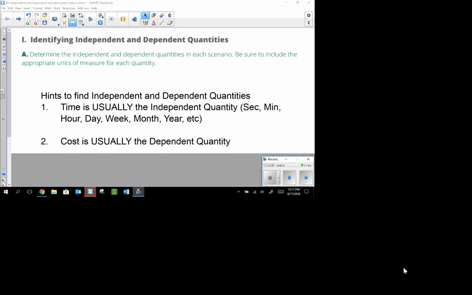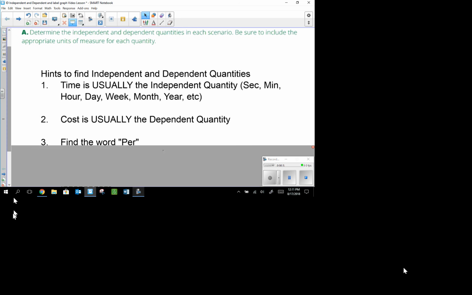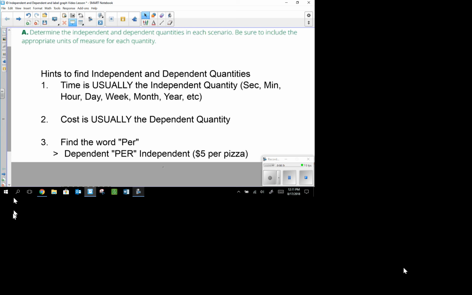Hint 2 was cost is usually the dependent quantity. So anything with the money value. Hint 3 was find the word per. When you identify the word per, whatever is previous to per is going to be dependent. Whatever is after per will be the independent quantity. And so in class we use $5 per pizza if we were going to Little Caesars. Therefore pizza would be the independent quantity, and cost in dollars would be the dependent quantity, which is also a hint of number 2.